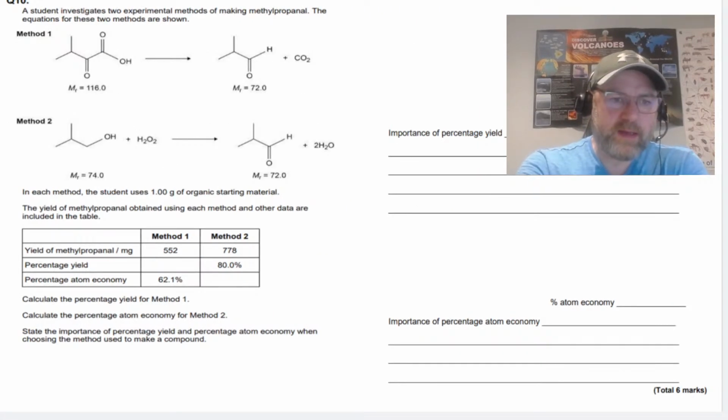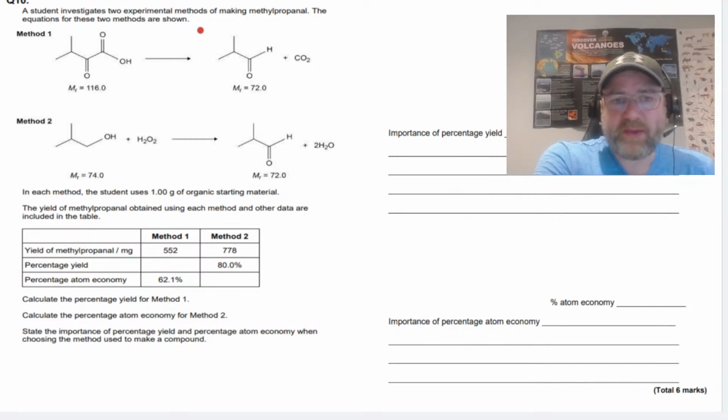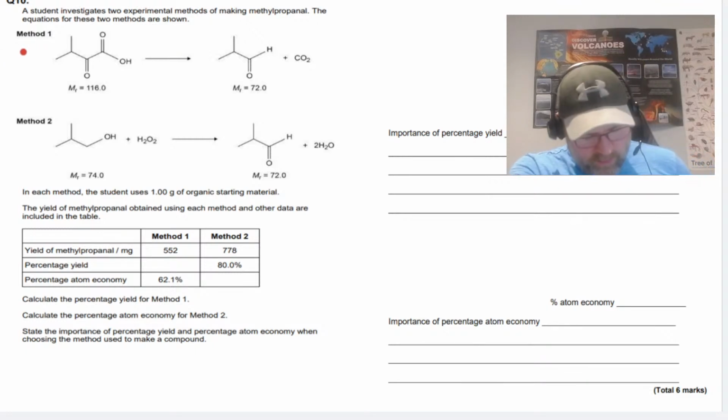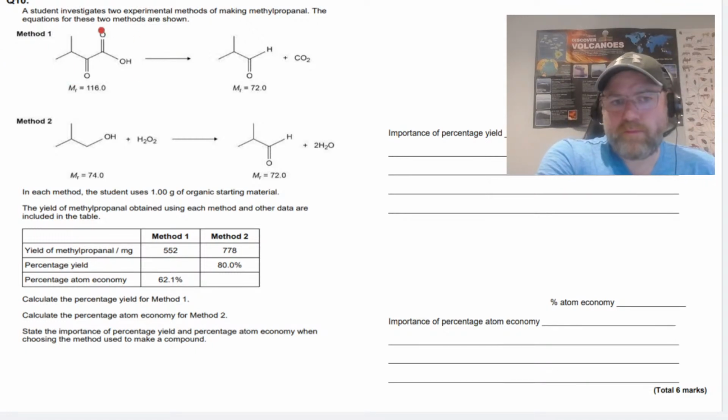Right. Now, this question is: a student investigates two experimental methods of making methyl propanol. The equations for these two methods are shown. Method 1, we have a molecule, we're not interested in its name, with an MR of 116, and it forms some products with an MR of 72. And then we have a second method of making the same product, which also obviously has an MR of 72, but this time we've used a different reaction.